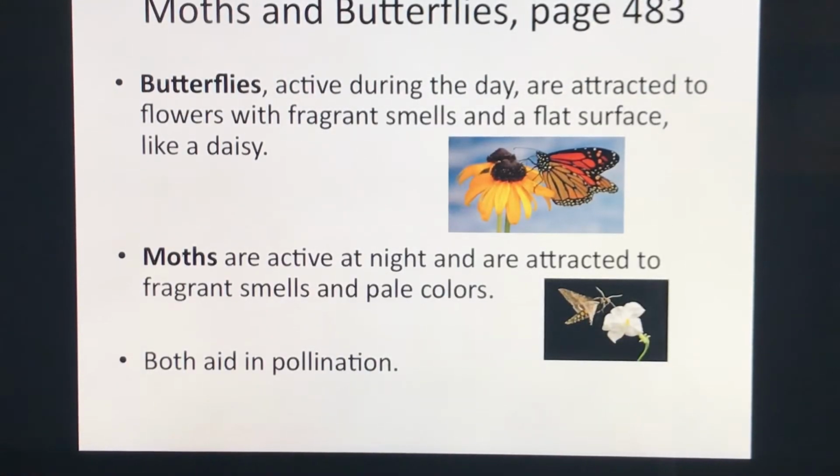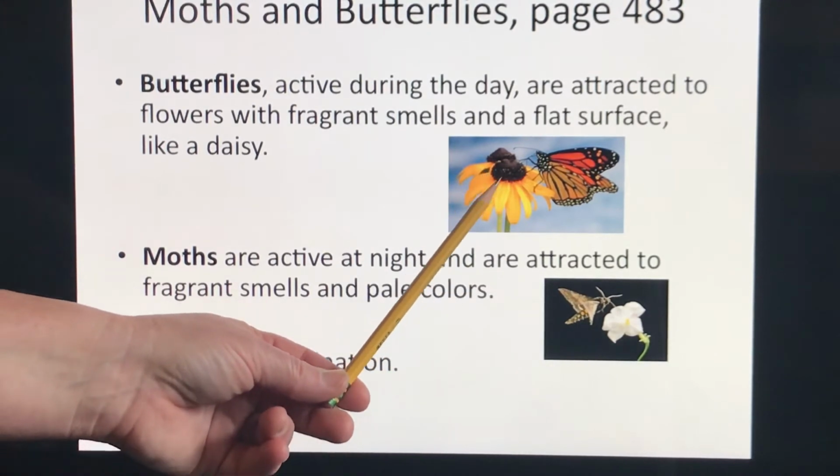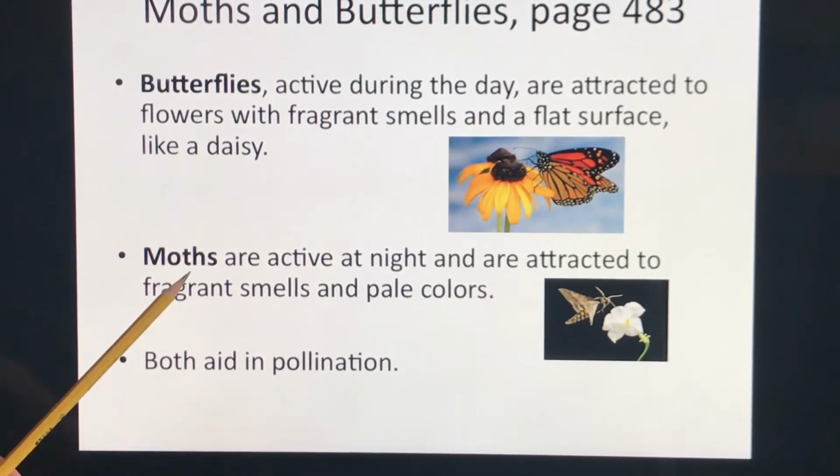So then we have moths and butterflies. Butterflies, as we know, are active during the day. They seem to be attracted to flowers with fragrant smells and flowers with a flat surface, like a daisy, or this is like a black-eyed Susan. Whereas moths are active at night, and they're attracted also to fragrant smells, but particularly to pale colors, maybe because they look brighter at night, I'm not sure. But both butterflies and moths aid in pollination by their visits to various flowers.